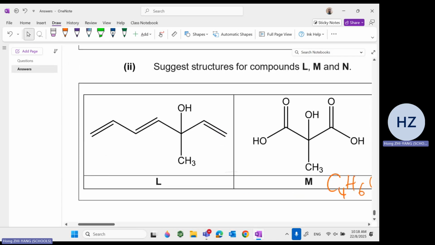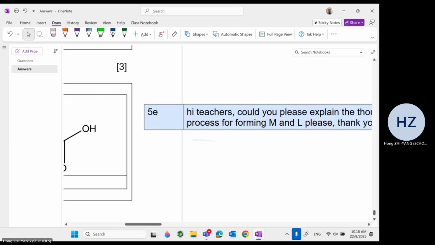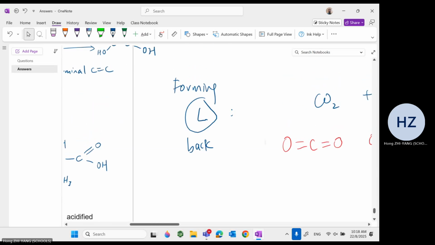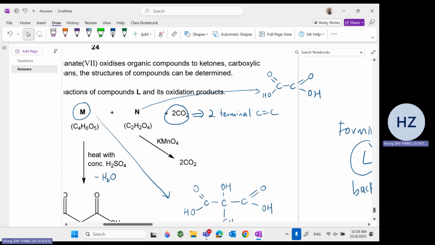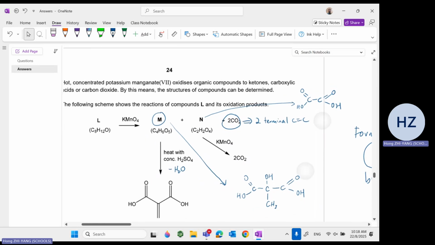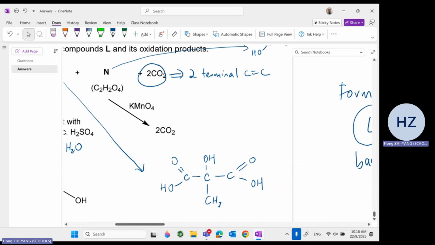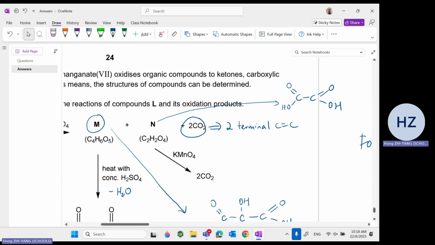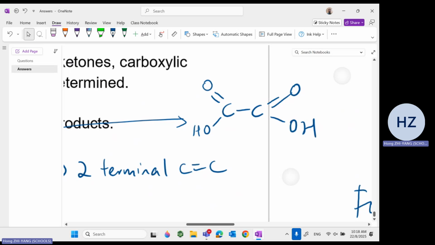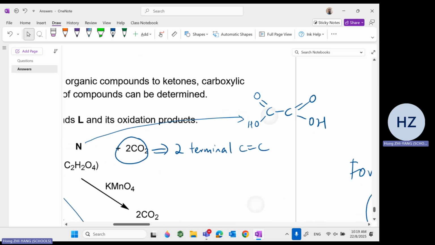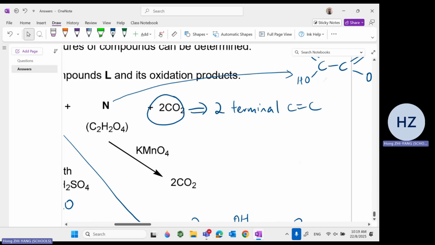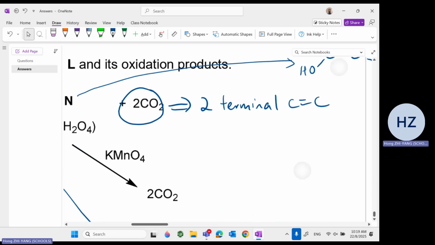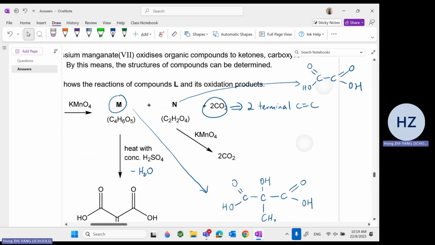Now I will go into how to get L. L is not that tricky actually. So here's how I do it. Look at this. L splits into three things. My M is settled. My N is also settled, it is the ethane dioic acid. Then my CO2 is also settled. Two terminal alkenes. So now the idea is, how do I place them?